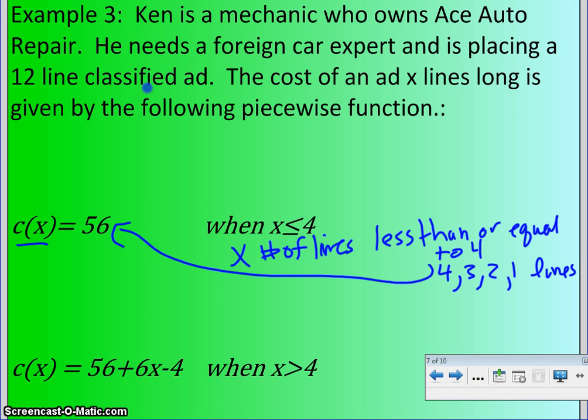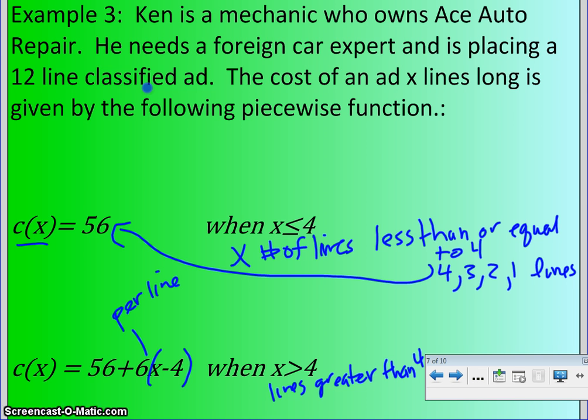The lower function addresses when there is more than 4 lines. So looking here, it's $56 plus $6 per line for every line over 4. And that's here, it says when the lines are greater than 4. So basically, anything that is 5 or more lines, we're going to use the bottom function.